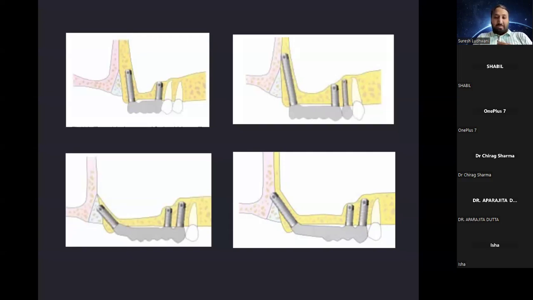But does anatomy permit us every time? Maybe or maybe not. And if we have a good tuberosity bone, should we ignore it and still engage the pterygoid plate? It depends whether you want to go for immediate implant placement or not, whether you want to go for immediate prosthesis or not. In case you want an immediate prosthesis, you need a good torque from the implant. In that scenario, you need pterygoid engagement. So you need all three of them to be engaged.